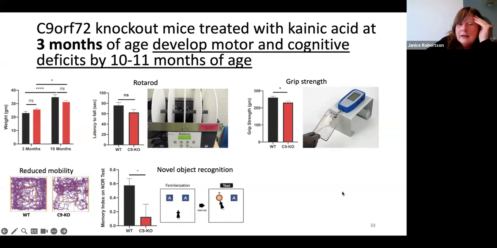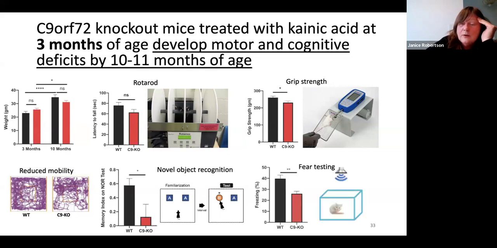And the C9 knockout animal doesn't remember that it had seen object A before, so it looks at them at equal amounts of time, whereas the wild type animal spent much more time exploring the new object. And then the other test that we've done is less memory of an incident. So we have this noise, and the animals will freeze upon hearing this. They get a shock, and we measure the amount of time the animals freeze. And the C9 knockout mice have less freezing time. This is called cued fear testing, to see if they remember, if they hear a noise, that they will get a little shock. And the C9 knockout mice have less ability to remember that.